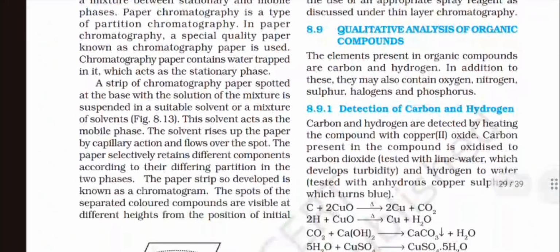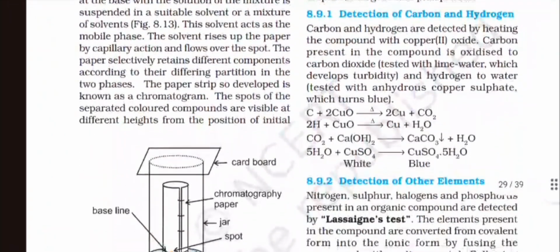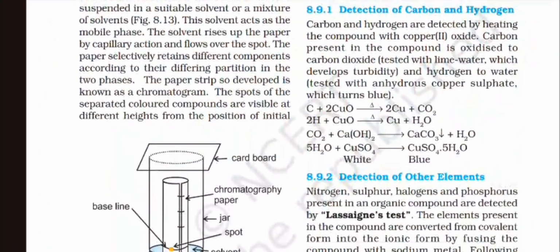Qualitative analysis of organic compounds. The elements present in organic compounds are carbon and hydrogen. In addition to these, they may also contain oxygen, nitrogen, sulfur, halogens, and phosphorus. Detection of carbon and hydrogen. Carbon and hydrogen are detected by heating the compound with copper(II) oxide. Carbon present in the compound is oxidized to carbon dioxide and hydrogen to water.